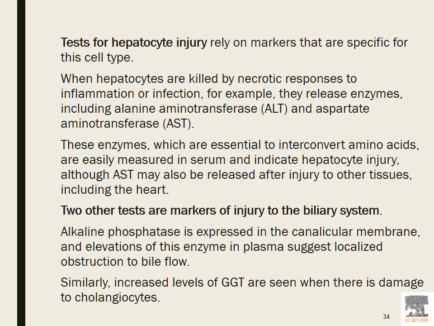Tests of hepatocyte injury rely on markers that are specific for this cell type. When hepatocytes are killed by necrotic responses to inflammation or infection, for example, they release enzymes including alanine aminotransferase and aspartate aminotransferase. These enzymes, which are essential to interconvert amino acids, are easily measured in serum and indicate hepatocyte injury, although aspartate transaminase or AST may also be released after injury to other tissues, including heart.